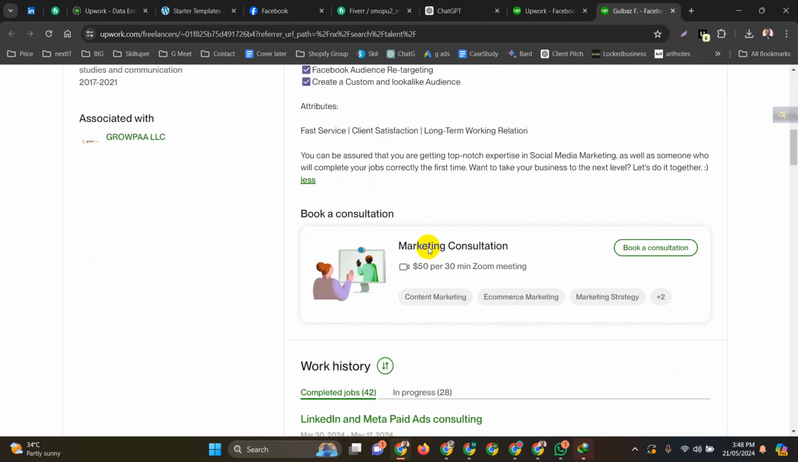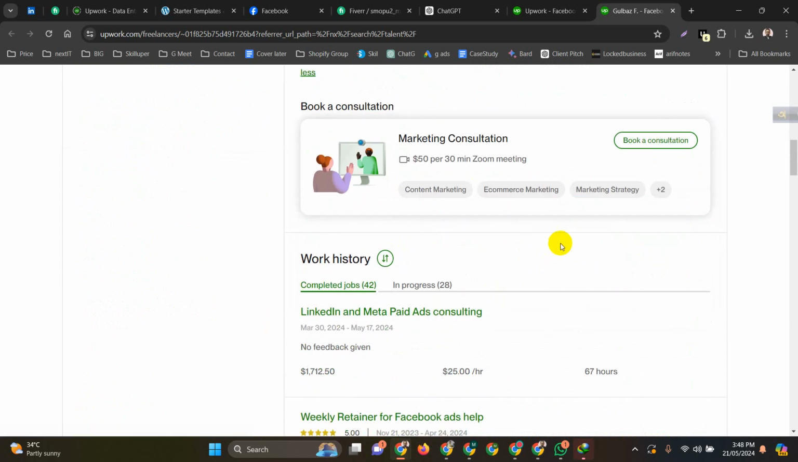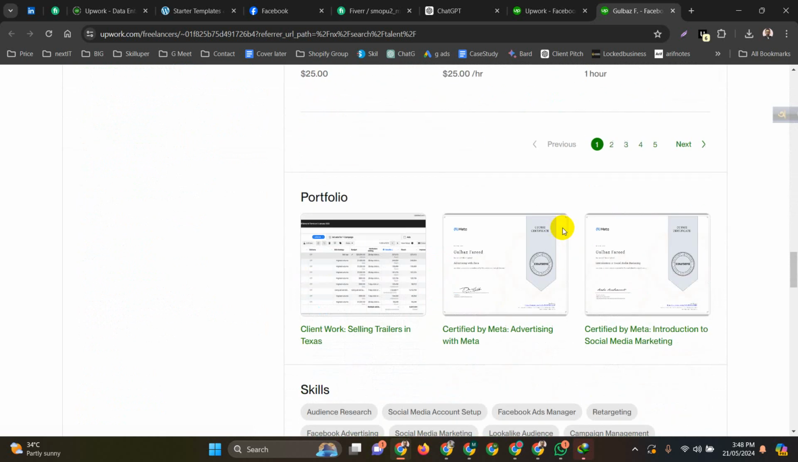And the most important thing here, you can set up a consultation. So if client is interested to book a consultation, they can definitely just book a consultation from here. And the most important thing here is you must add your portfolio to your profile. You must add your portfolio, because without portfolio, without work experience, client does not want to give you work, because they don't trust newbie, and they will spend money on skilled people, not on newbie.